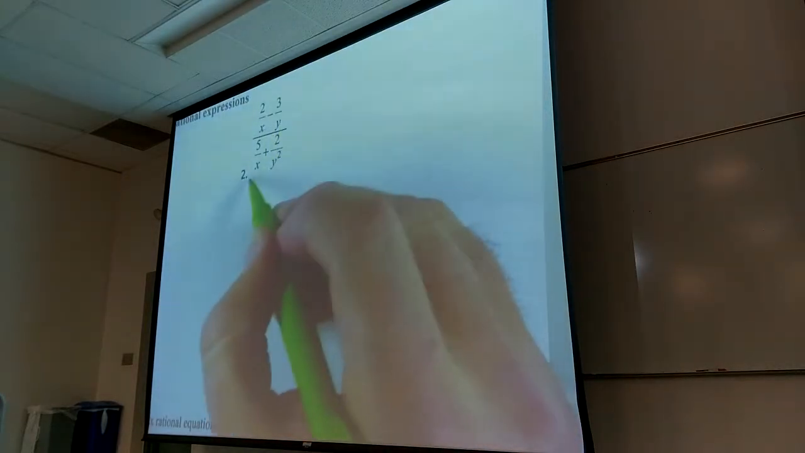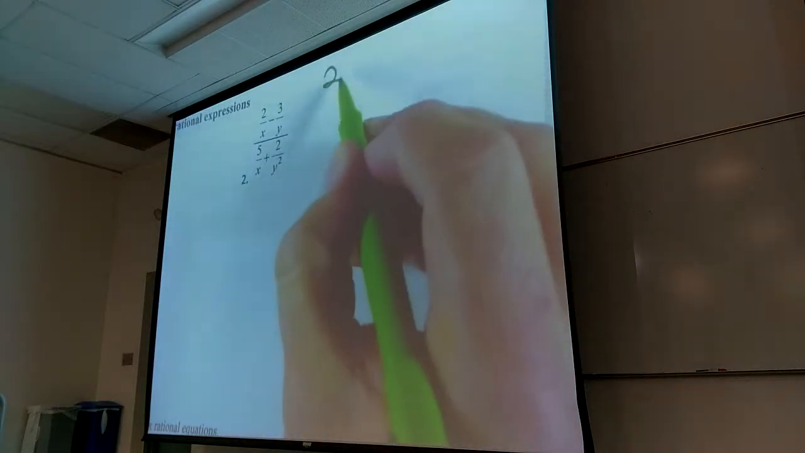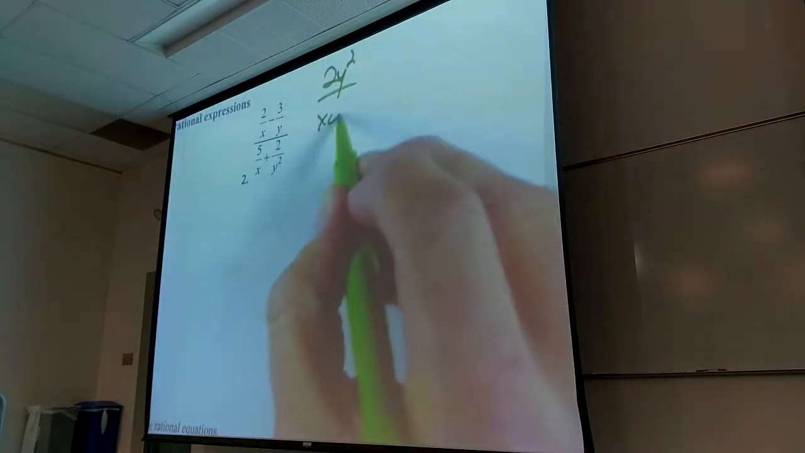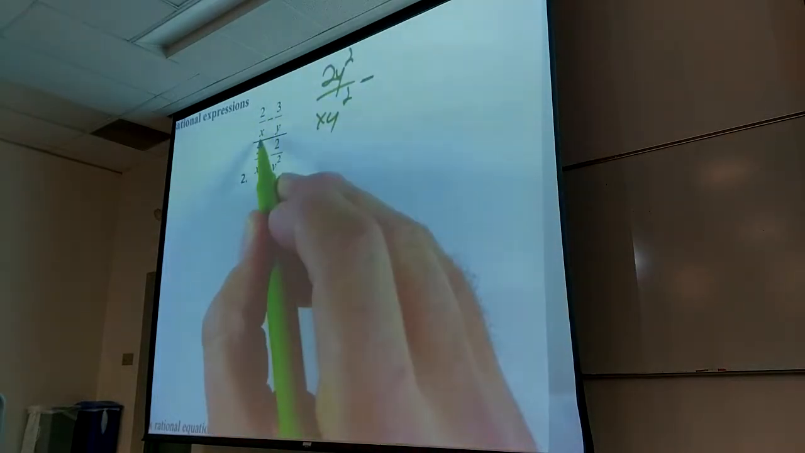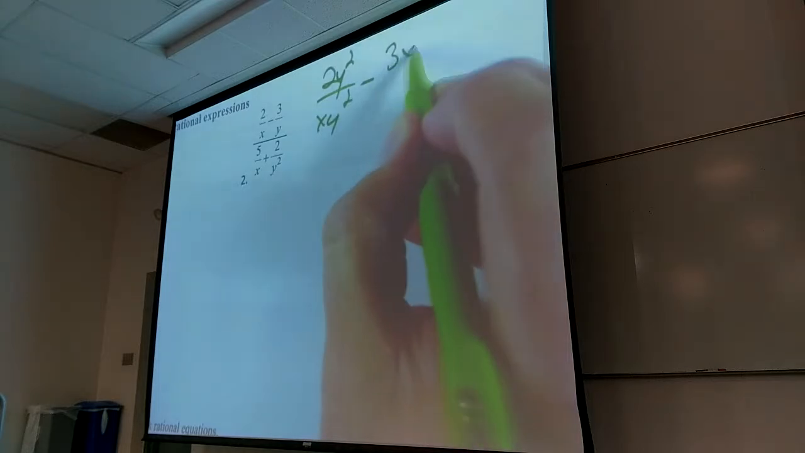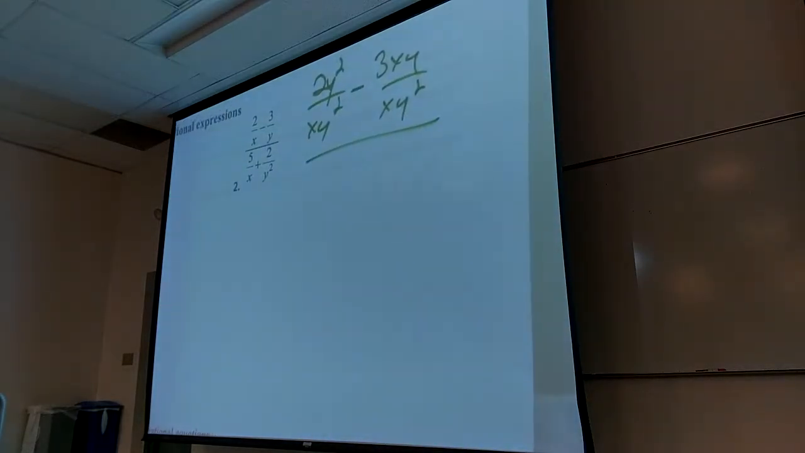What is this guy missing that everybody else has? He's missing a couple y's, right? So this would be 2y squared over xy squared. Got to give him a y squared. He's missing an x and another y. Again, you don't have to do it this way. It's an alternate method.